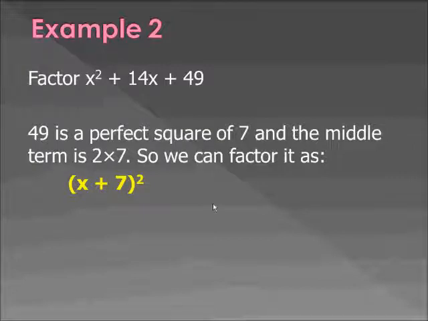So again, you're going to look at the first and last terms of a trinomial. If they're perfect squares, check the middle term. You might have a perfect square in there. And at some point, you'll want to recognize these quickly, because if you try to factor them the way we're going to learn tomorrow, it might just take you extra time that you don't need to spend doing it.